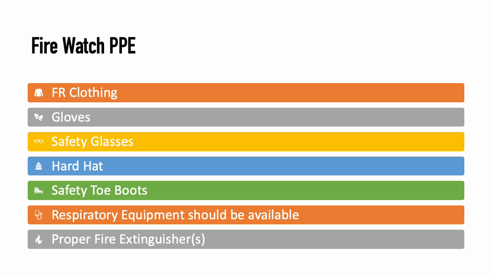This is just some basic or typical PPE that a fire watch would have: FR clothing, gloves, safety glasses, hard hat, safety toe boots, respiratory equipment if needed, and proper fire extinguishers for the type of material you're either cutting, brazing, welding on, or anything of hot work.